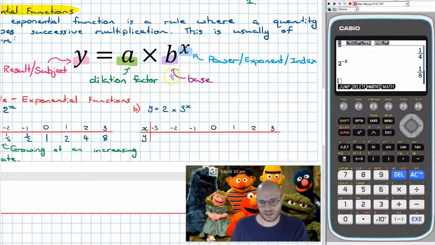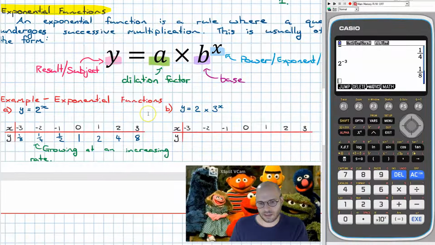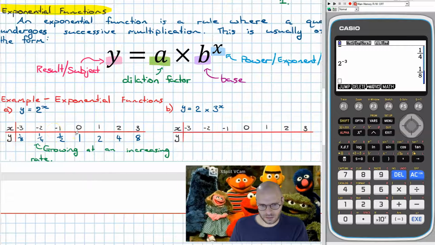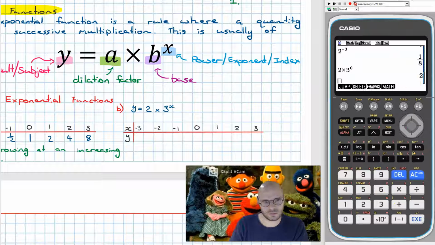Alright, let's have a look at B. In this case, we're dealing with a dilation factor of 2. Comparing it to what we had over here, we're expecting everything to be scaled up by 2. So if we have 3 to the power of 0, it'll come up as 1, but we're scaling it by 2, so it's 2 times 1, which is 2. Changing it to 1 comes out as 6, then 18. So it's growing at an increasing rate.